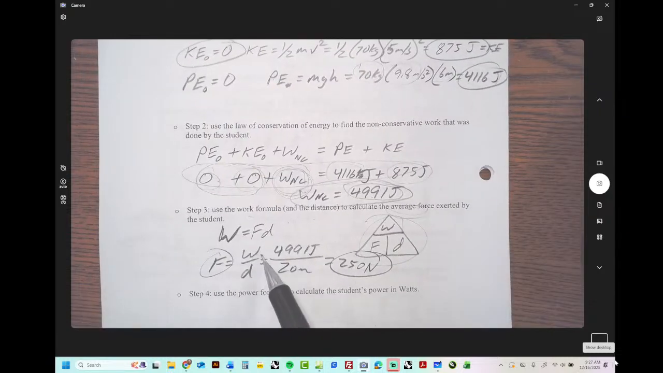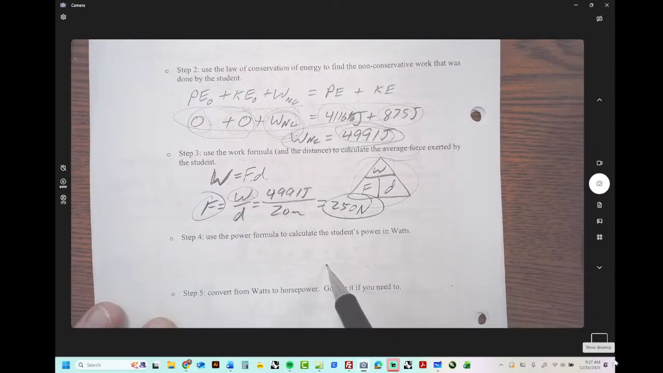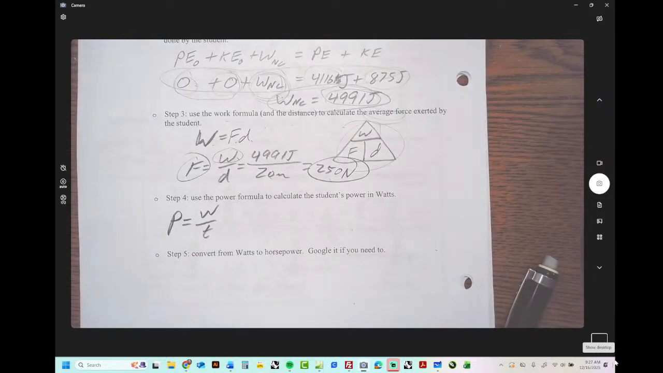So this is asking to use the work formula to calculate the average force exerted by the student. And work is force times distance, and we know the work, so we can plug it in right there, 4,991 divided by distance, and we can get that force. And now we're going to find power. So you probably don't remember this, but the power formula is work divided by time. So work over time.